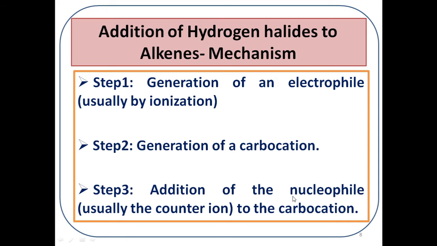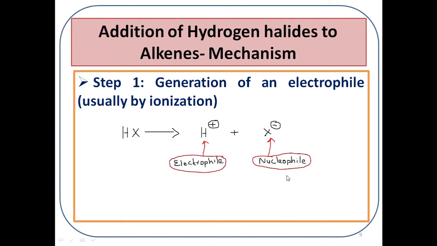We will see the mechanism of the reaction. Hydrogen halides add to the double bond in a three-step mechanism. In step 1, there is a generation of the electrophile, and that is by the ionization of the hydrogen halide. In the second step, a carbocation is generated by the addition of the electrophile to the carbon-carbon double bond center. And in the third step, the nucleophile will be added to the carbocation to give the addition product. Now we will see each step in detail.